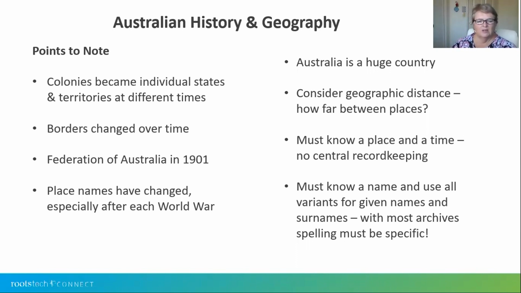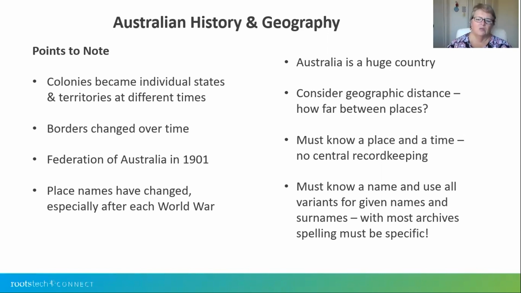Another complicating factor, place names have changed, especially after each World War, for example. German place names in Queensland and South Australia were changed to reflect the anti-German feeling at that time. You have to remember that Australia is a huge country. Most of Europe will fit inside Australia. You think about the geographic distance between places. How far is it? Is it likely that they met? If it's different colonies, it may not be the right person.